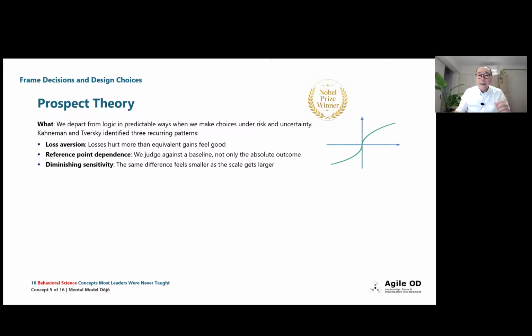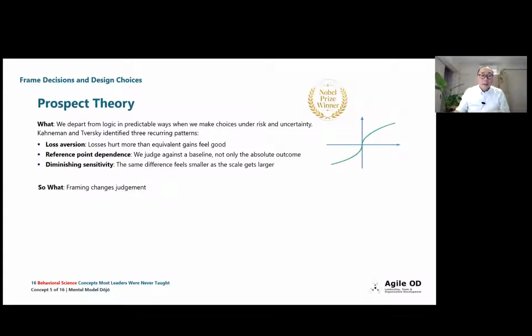Third, diminishing sensitivity. We are highly sensitive to changes near our baseline but we become less sensitive as numbers get larger. $10 matters a great deal between $10 and $20, right? But between $1,010 and $1,020, it feels like nothing. Even though the difference is still $10, we become less sensitive to the change. So, what's the implication? It's in framing. Same facts, different frame, different feeling, different judgment.